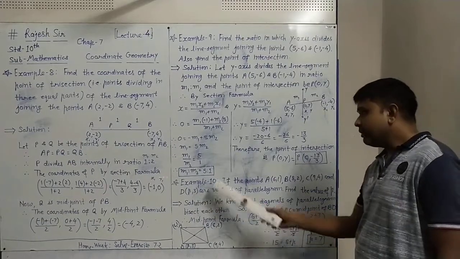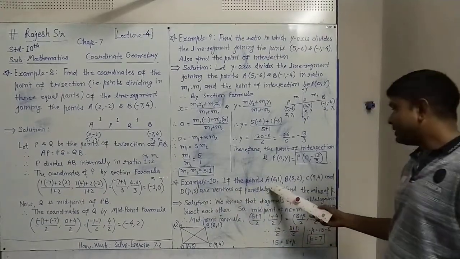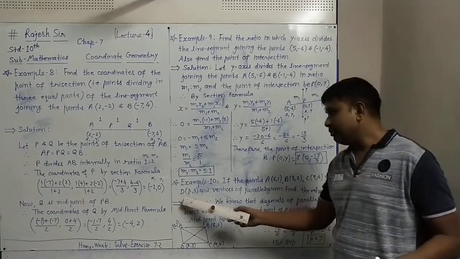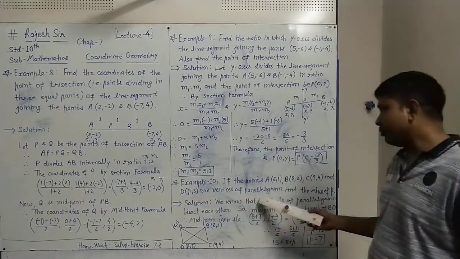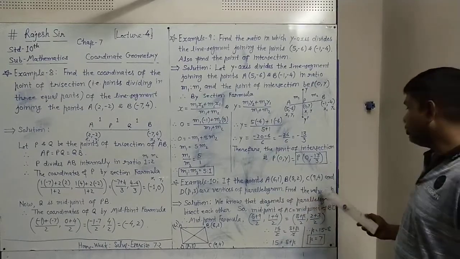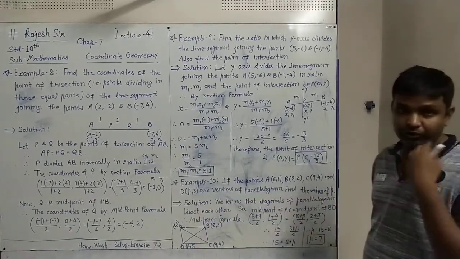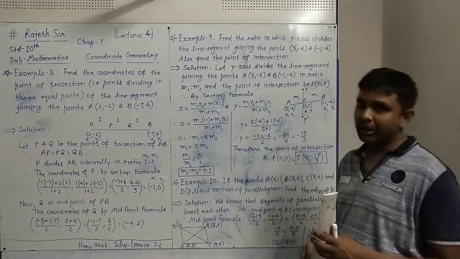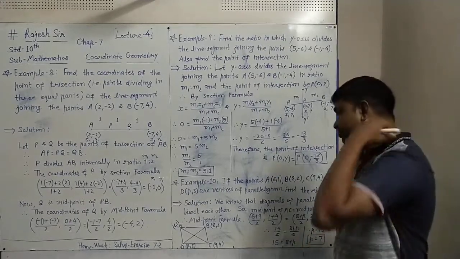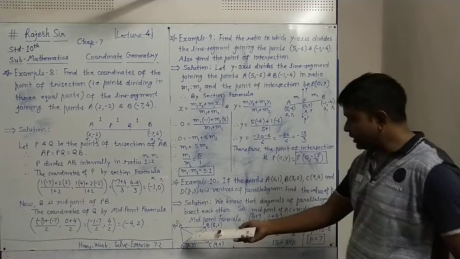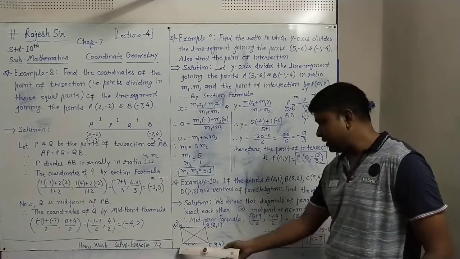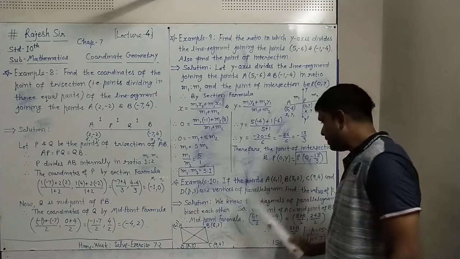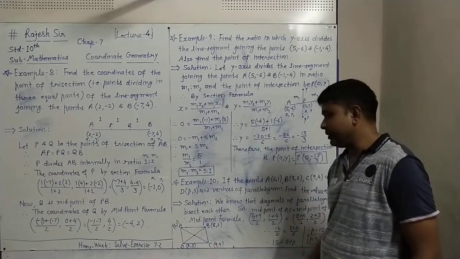Next, example 10 we have: if the points A(6, 1), B(8, 2), C(9, 4) and D(p, 3) are vertices of a parallelogram, find the value of p. This value of p we want to find out. 4 points are given, they are the vertices of the parallelogram. So I have shown here the parallelogram A, B, C, D in order. A is (6, 1), B is (8, 2), C is (9, 4) and D is (p, 3).